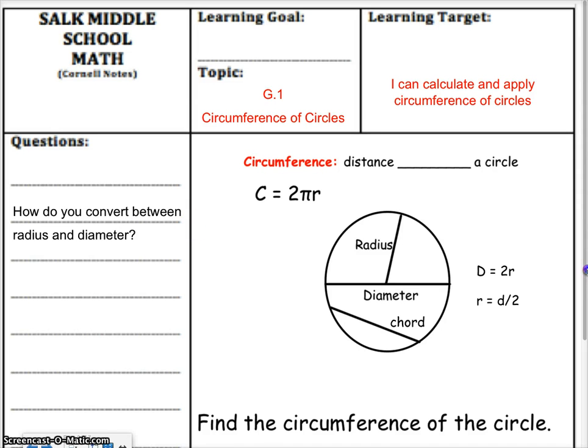Okay, we're moving on to our circle portion of this geometry unit. Your learning target: you are going to calculate and apply the circumference of circles formula. That's what you're going to be able to do.